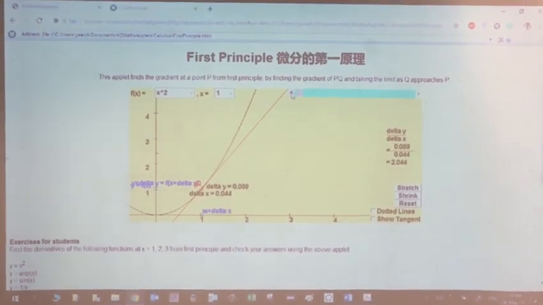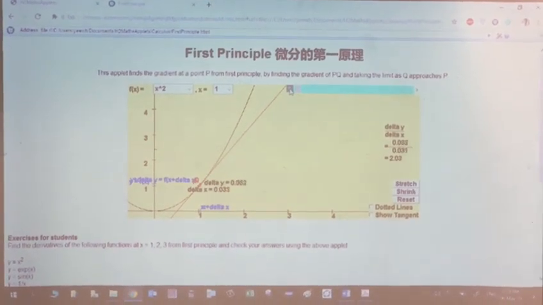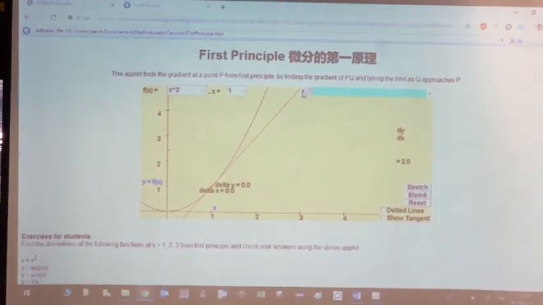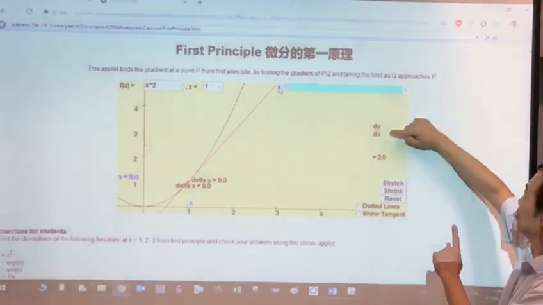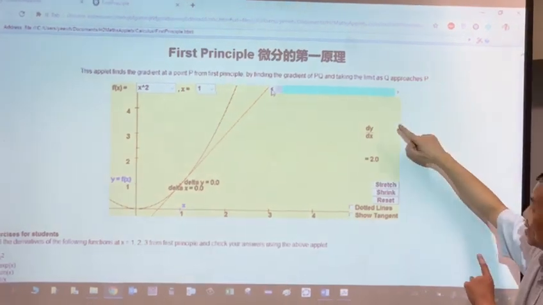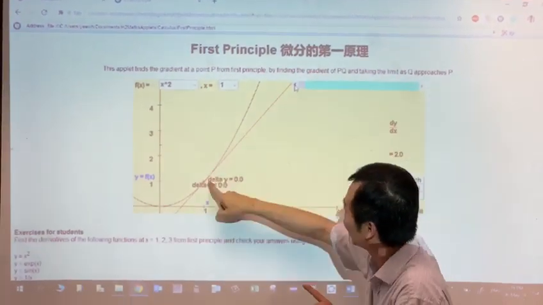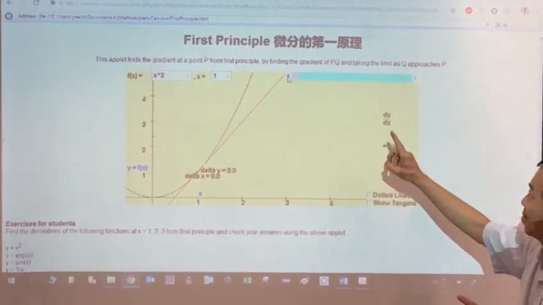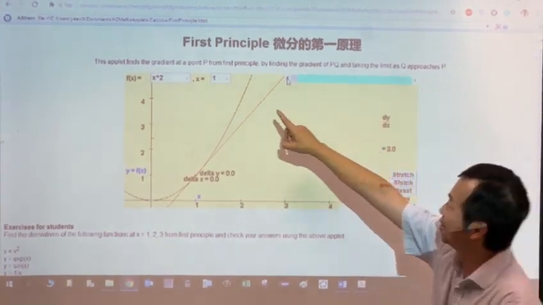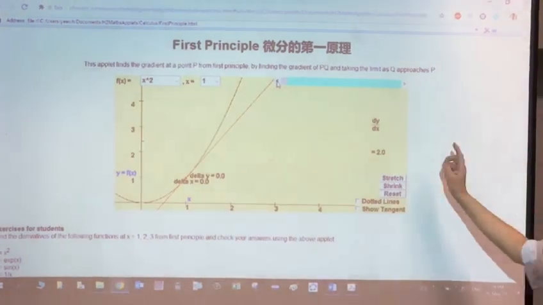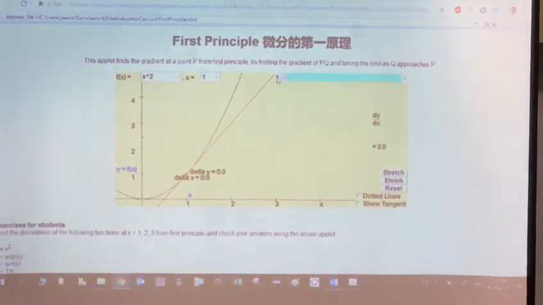Yeah, so eventually the triangle becomes so small that it disappears, and P and Q become the same point. Then the gradient is exactly 2, when I take the limits. So that's how we derive the gradient of a curve at one point. It turns out that the gradient of the curve x squared when x is 1 is 2. This is called first principle. Okay, thank you.